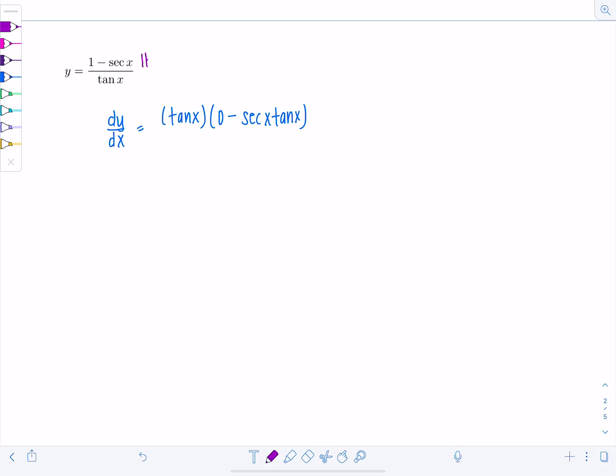Okay, so here's high, low. This is low, d high, minus, I need high, d low. So high, just write the numerator as it is. D low, what is the derivative of tangent x?